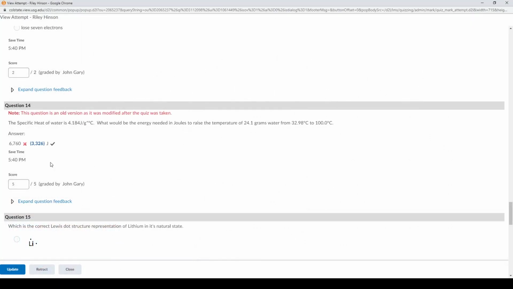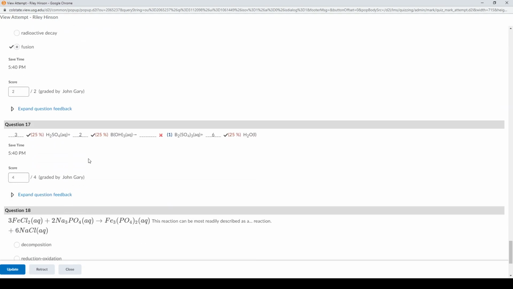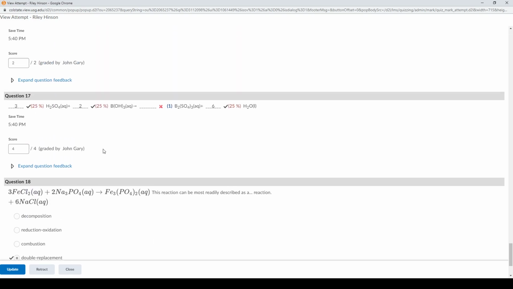Let's check it. She got it right. My equations were wrong, so I added the points if you got it right. There was a typo in one of my equations, and it didn't figure out right for the answer key. But I went back and I checked it myself.